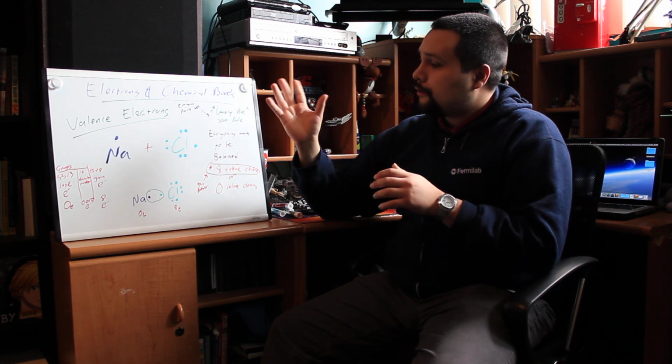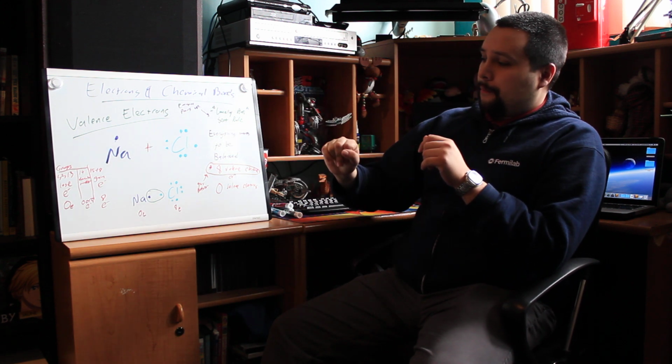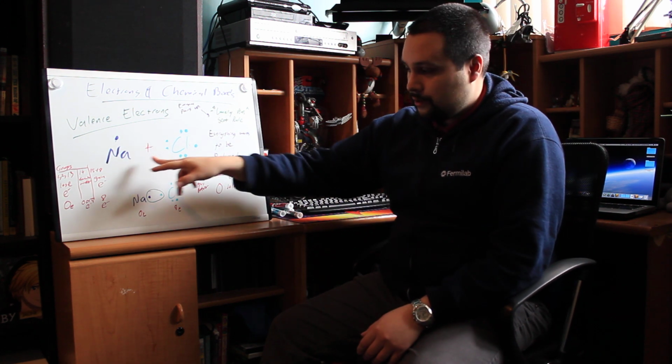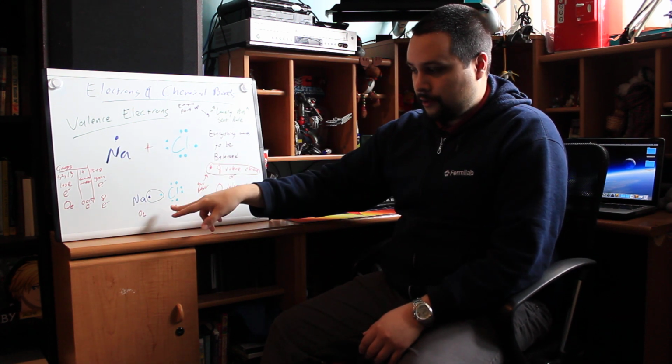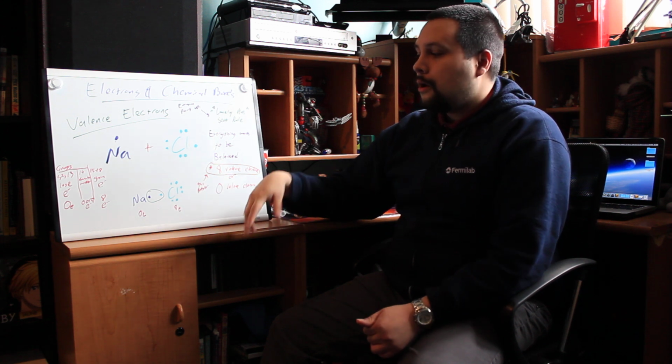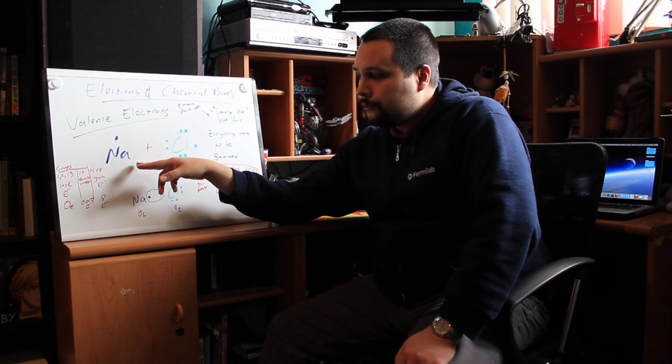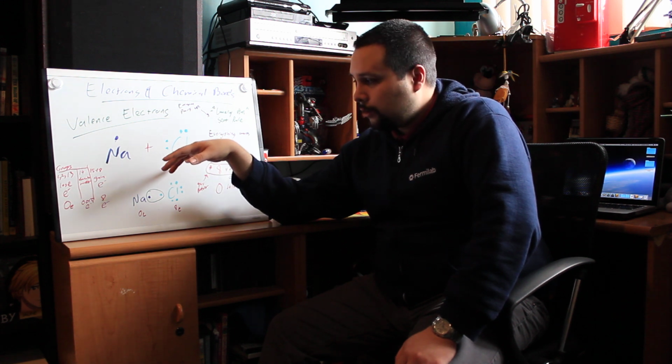All right, so first off, let's bring up a little example of a valence electron, what it looks like. Over here we've got sodium and chlorine. So mix them together, you get sodium chloride, or table salt. But here's the thing with these two, and I wanted to focus on these two. Sodium only has 1 valence electron, while chlorine has 7.